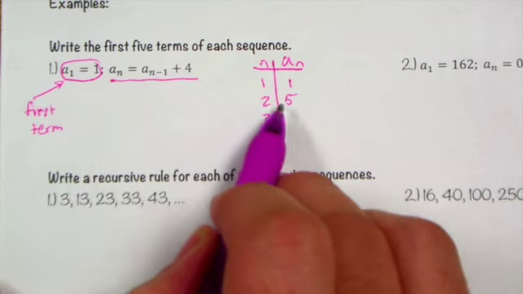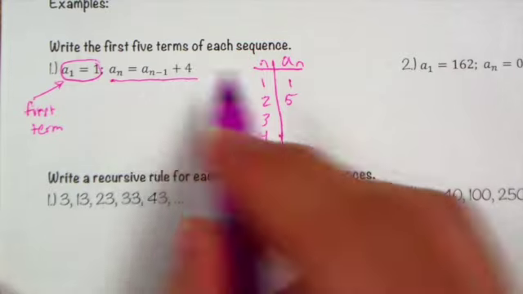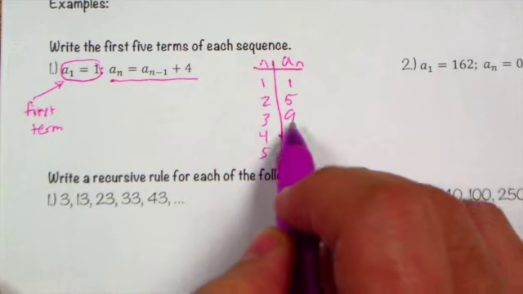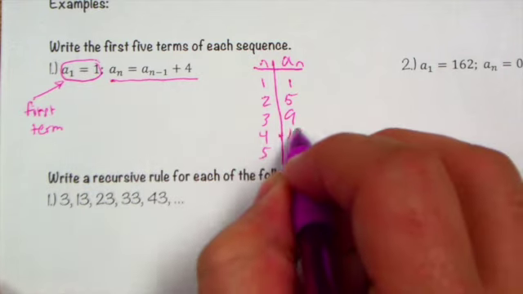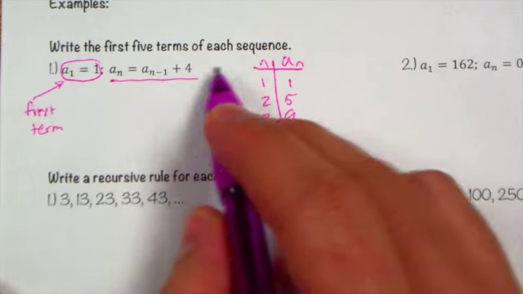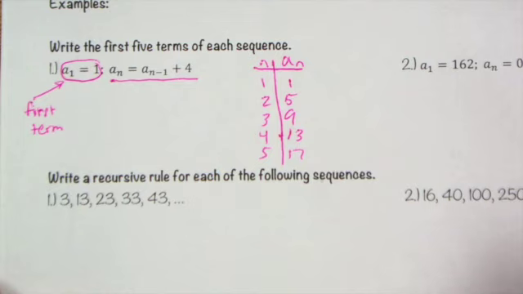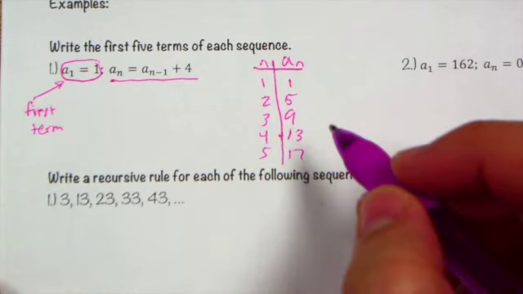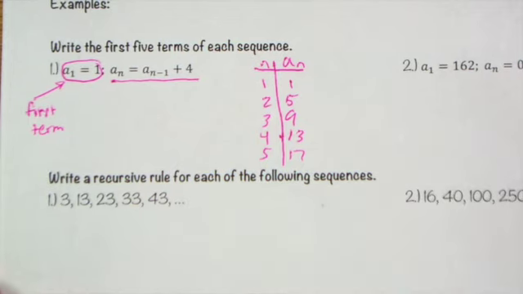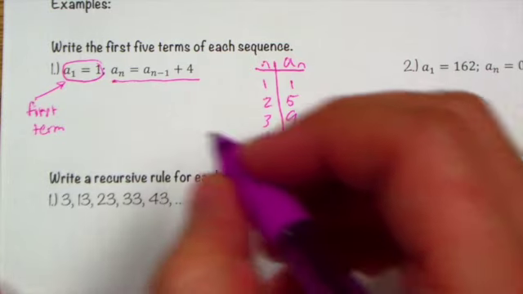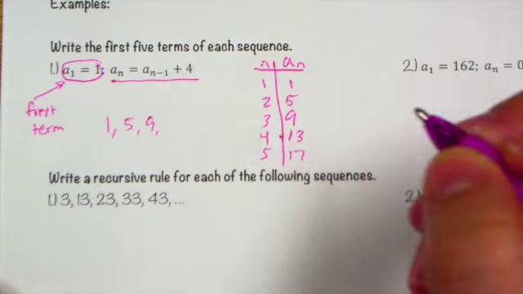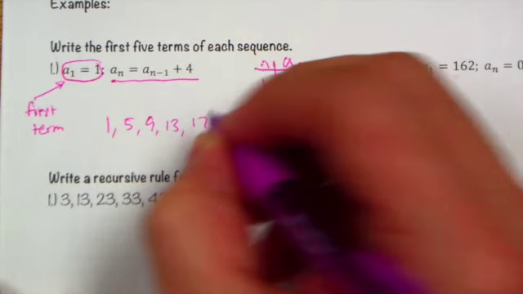The second term's answer is 5. So 5 plus 4 is 9. To get the fourth term, I'd have to use the third term in here. Third term is 9, so 9 plus 4 is 13. To get the fifth term, I'd have to use the fourth term, 13 in there, plus 4 is 17. And that would be the sequence, the list of sequence, using a recursive rule. So your answer would be 1, 5, 9, 13, 17.